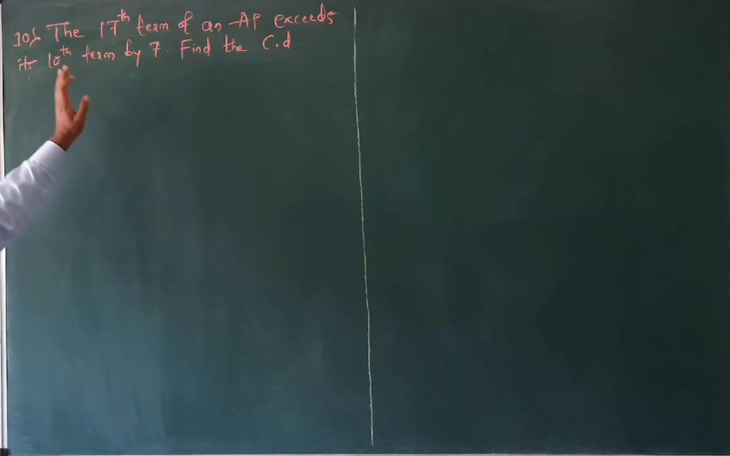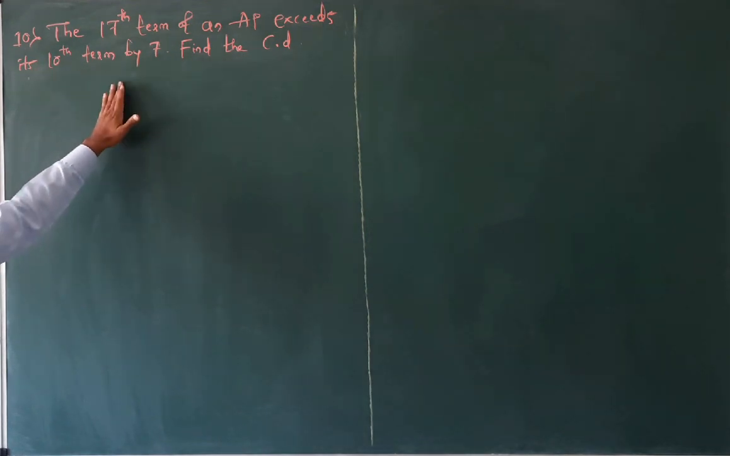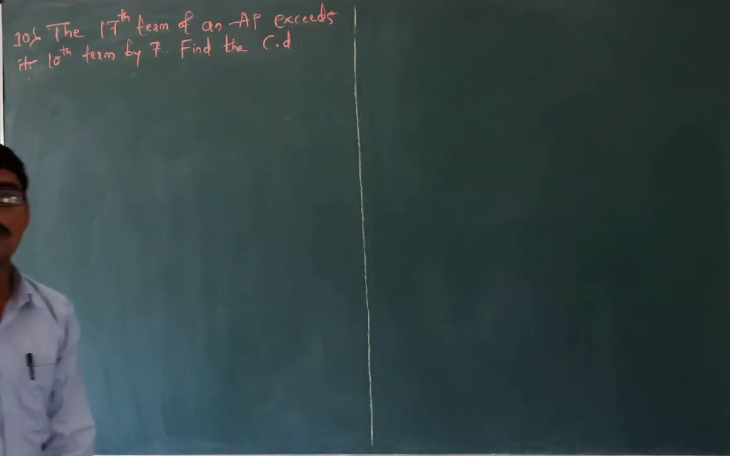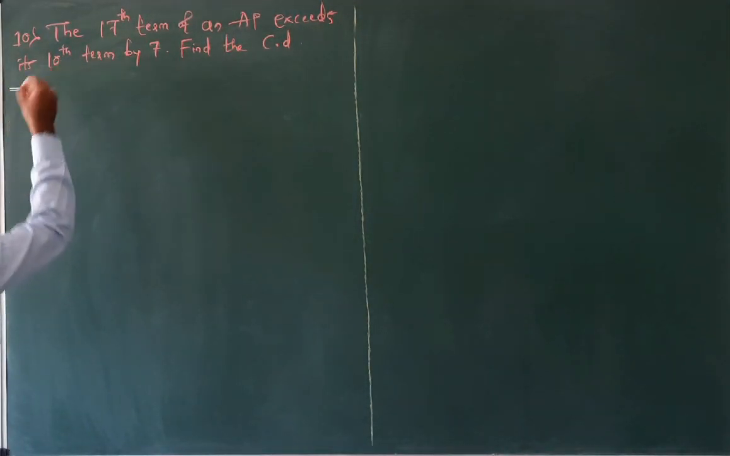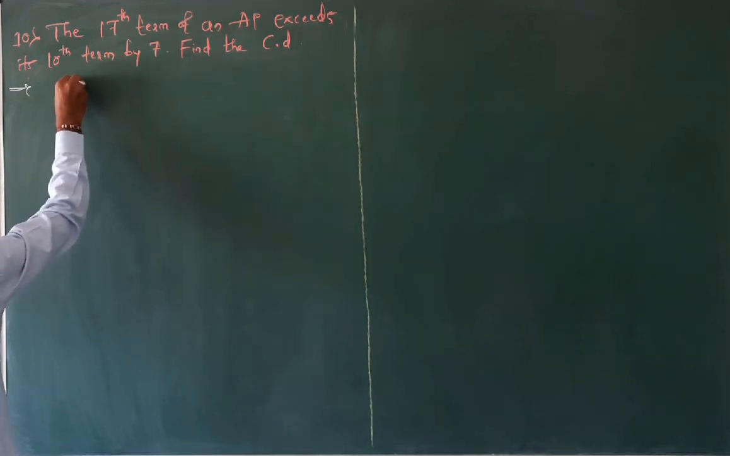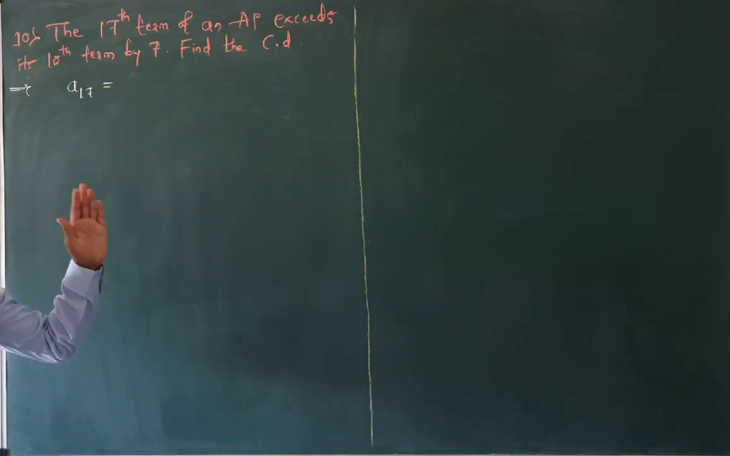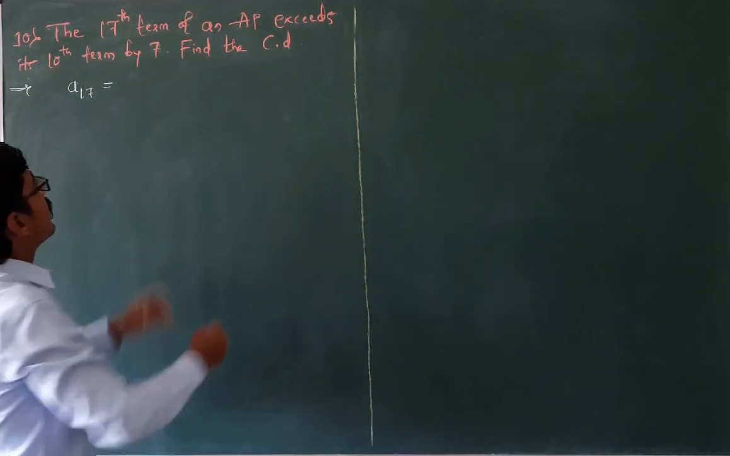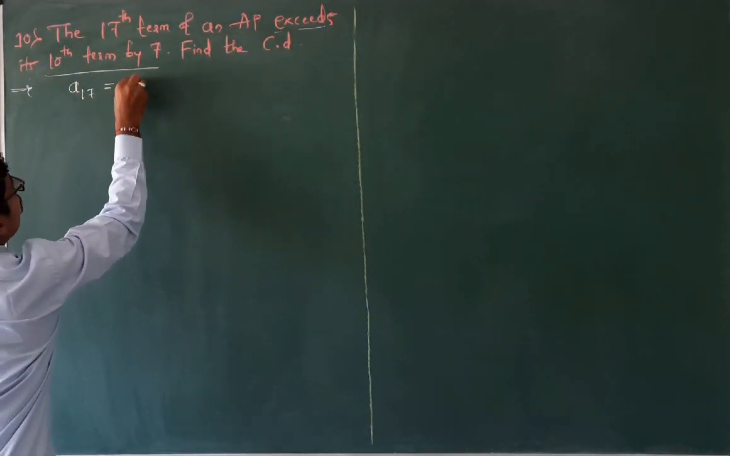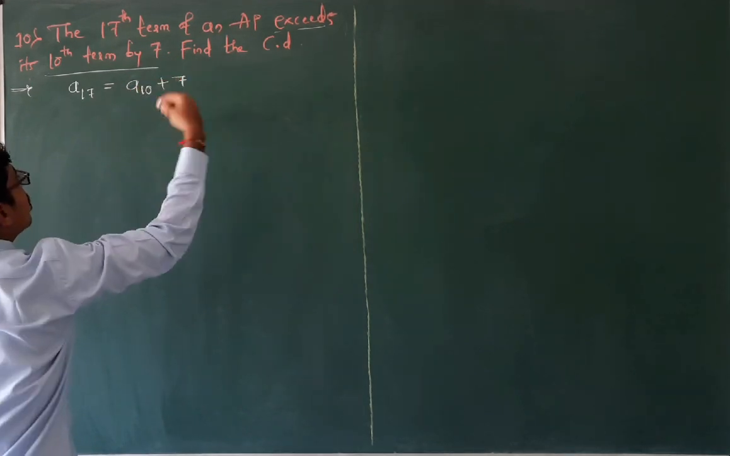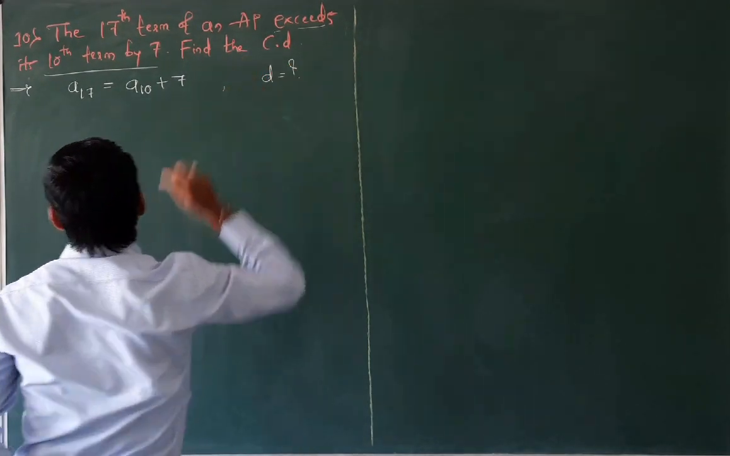Question number 10. The 17th term of an AP exceeds its 10th term by 7. Find the common difference. So, it's a very important question. What is given here? The 17th term, so a17 is equal to, it exceeds its 10th term by 7. So 10th term means a10 plus 7. Exceeds means extra, it is addition. Find the common difference. Here d is the question mark.